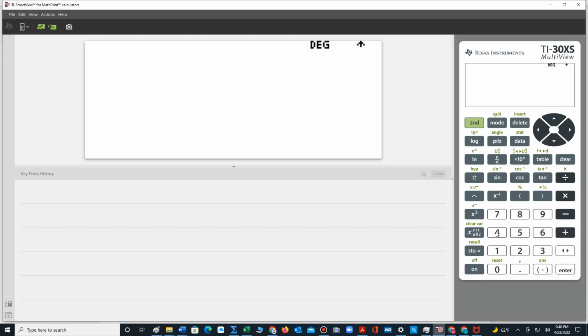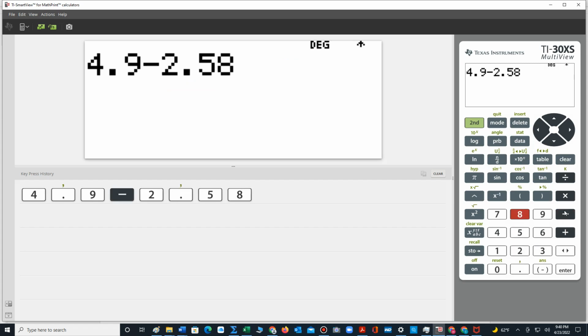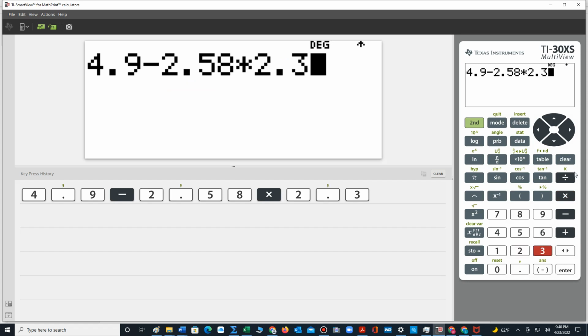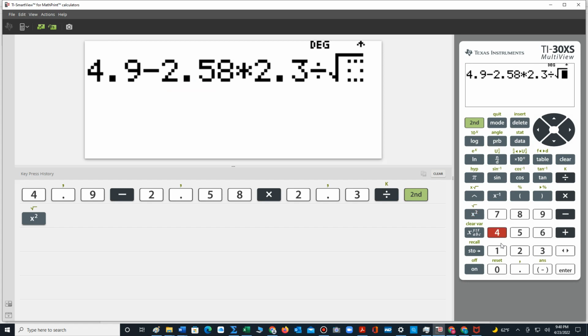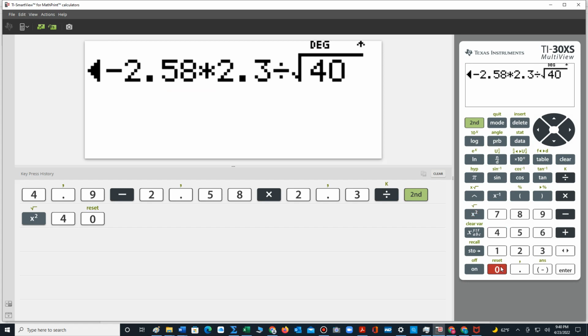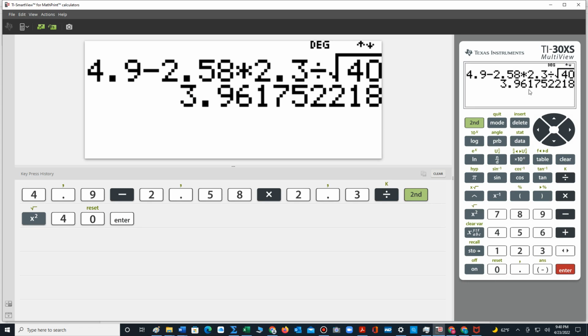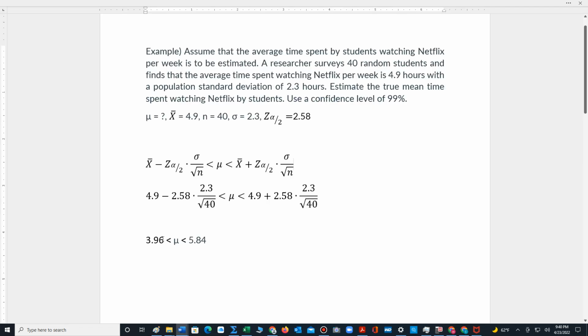So we have 4.9 minus 2.58 times 2.3 divided by the square root of 40. We'll calculate the left endpoint first, and that's going to give us 3.96. That is the left endpoint.